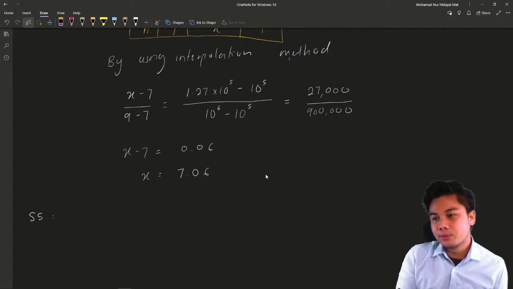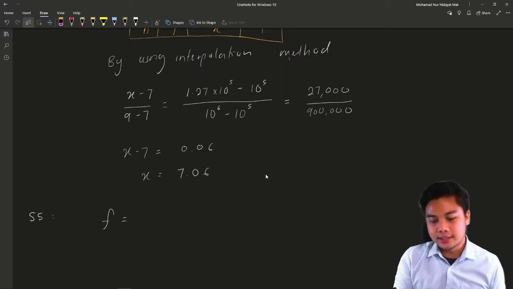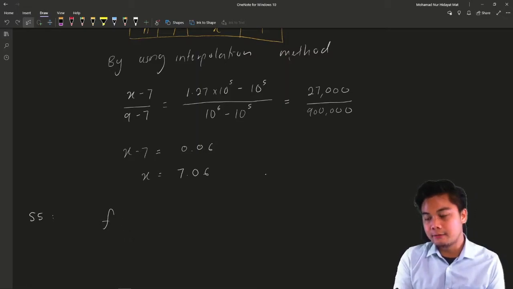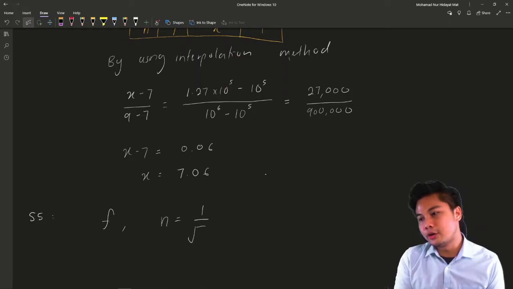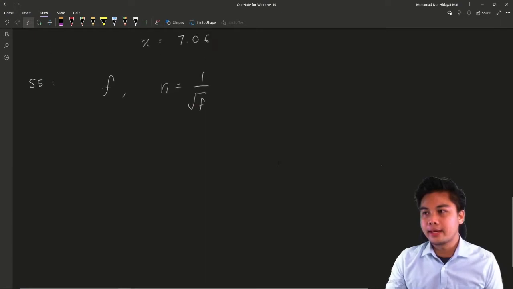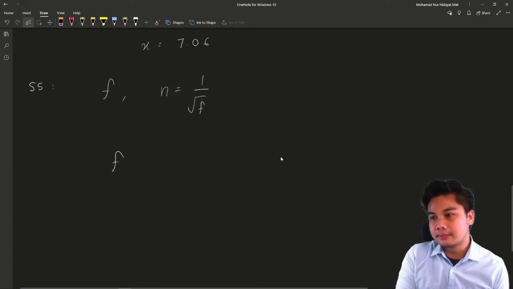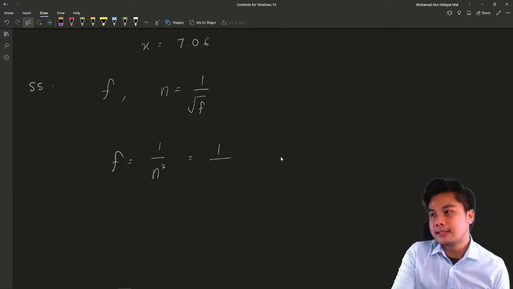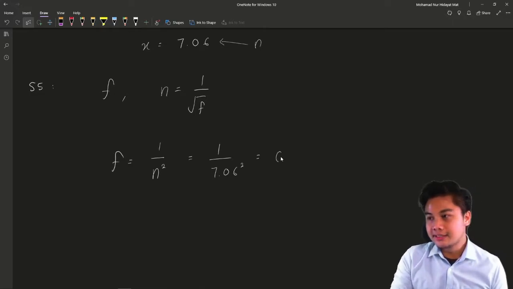Okay, we can get the friction factor from this formula, n equal to 1 over square root of f. So we make f the subject, which is 1 over n squared, because we square both sides. So 1 over n, and previously n is 7.06, squared. Our friction factor now becomes 0.02.